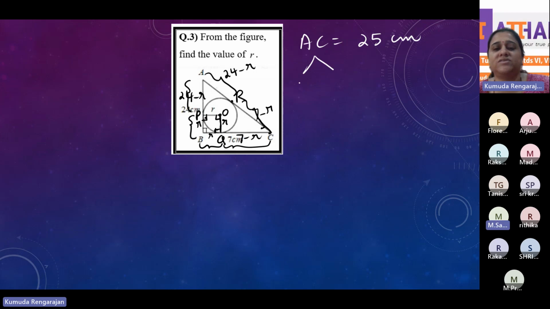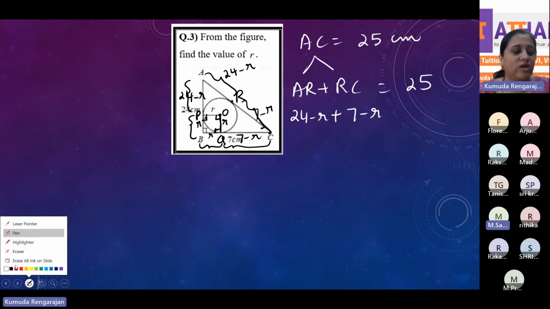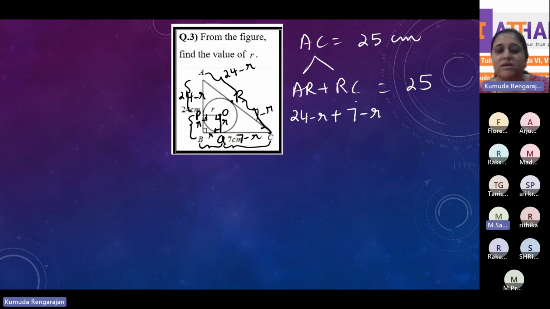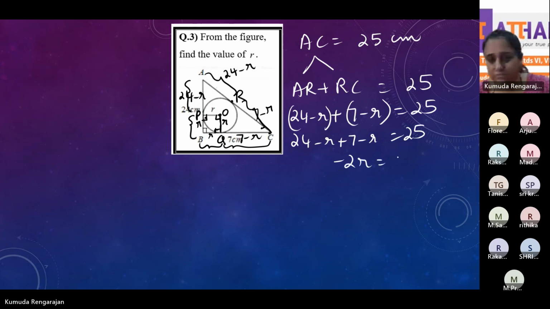AC can be split as AR and RC. AR plus RC is equal to 25. Then AR is 24 minus R plus 7. But the plus applies for the whole, right? Yes, but since the signs will not change, I didn't put a bracket. Okay, I'll put a bracket. It is equal to 25. So on opening the bracket, you'll have this one. So on solving, R is equal to 3 centimeters.